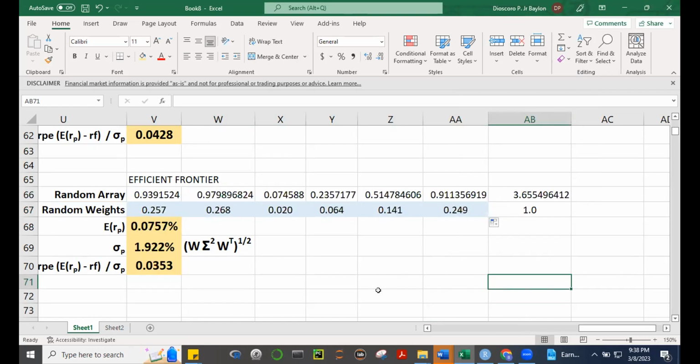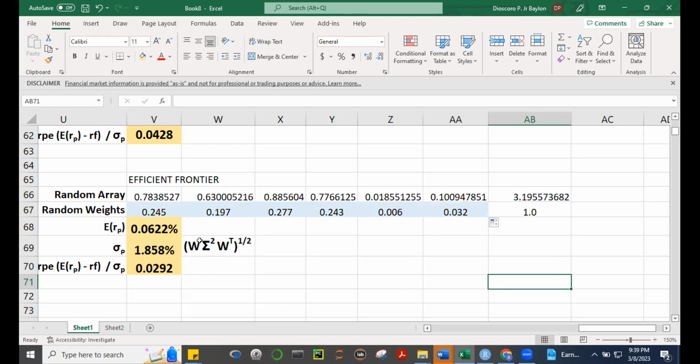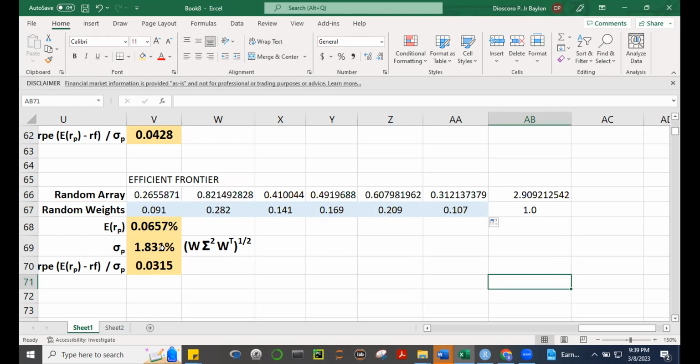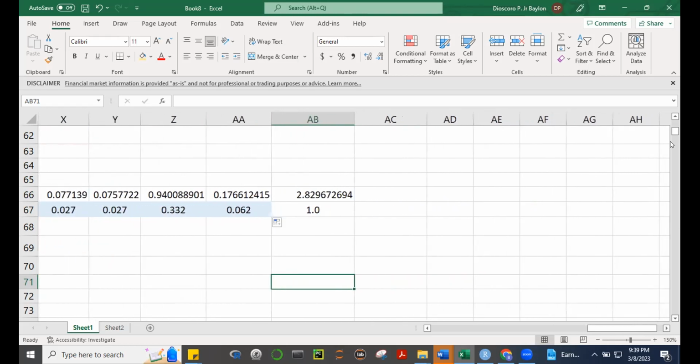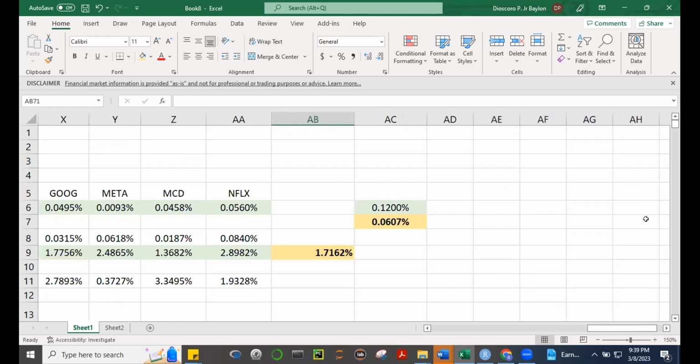All right. So, every time, notice what happens when we're generating different random weights, di ba? Magbabago yung expected return, kasi yung expected return is based on the weights. Magbabago din yung portfolio risk natin. All right? So what we're going to do now is we're going to plot this. Ito yung last class. Okay? We're going to plot this.